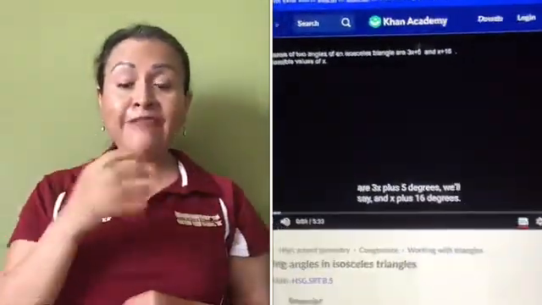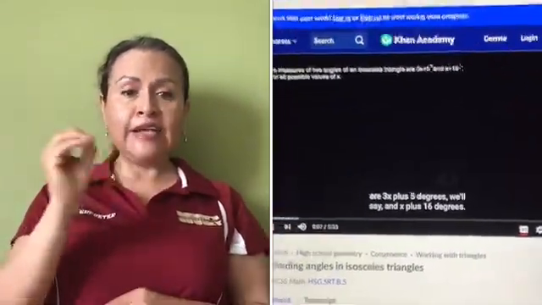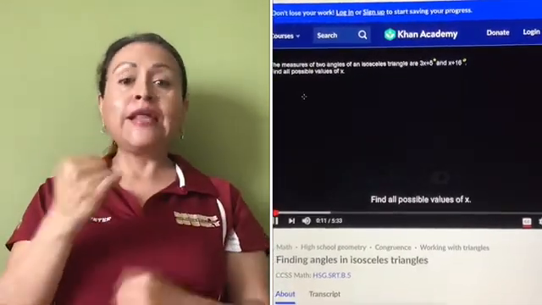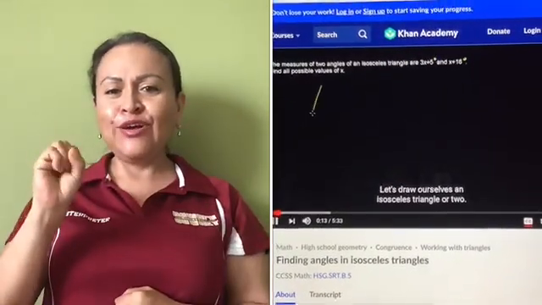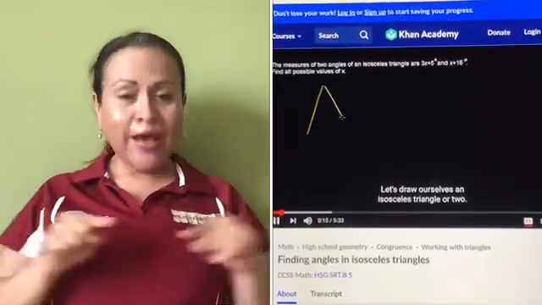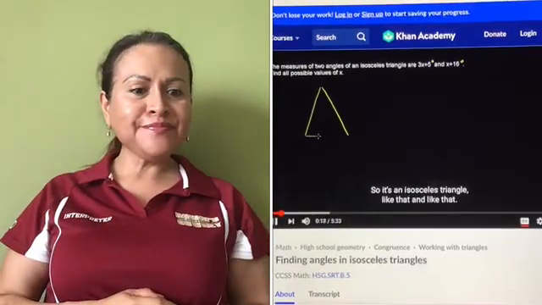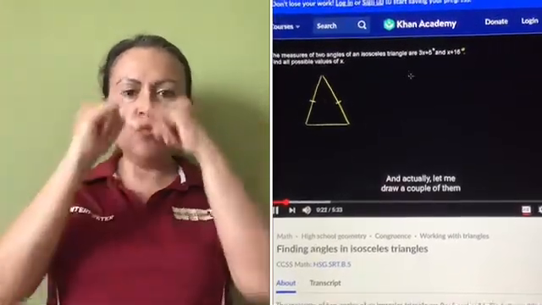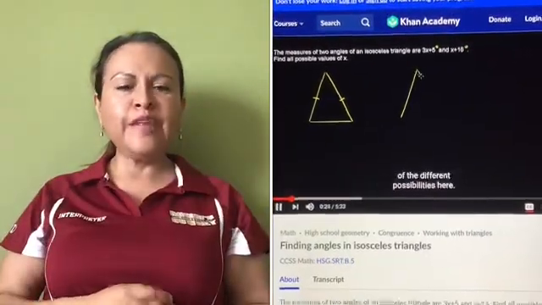plus 16 degrees. Find all possible values of x. So let's think about this. Let's draw ourselves an isosceles triangle or two. So it's an isosceles triangle, like that and like that. And actually, let me draw a couple of them, just because we want to think about all of the different possibilities here.